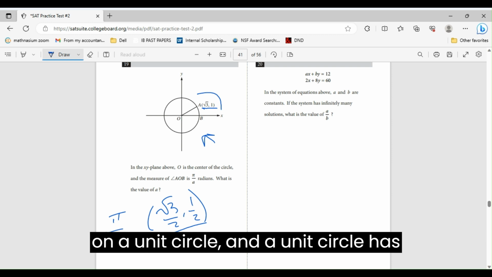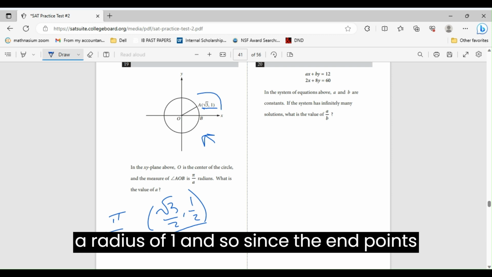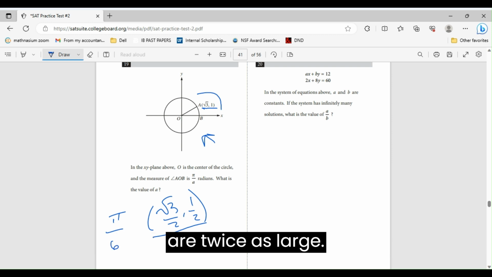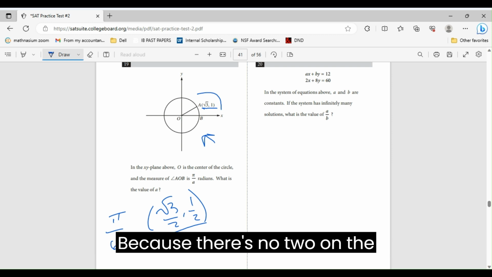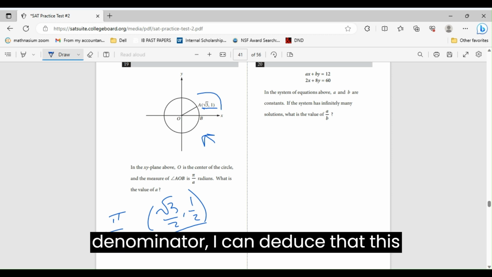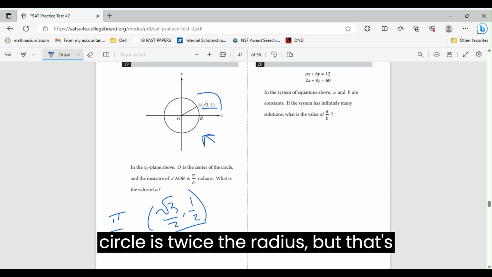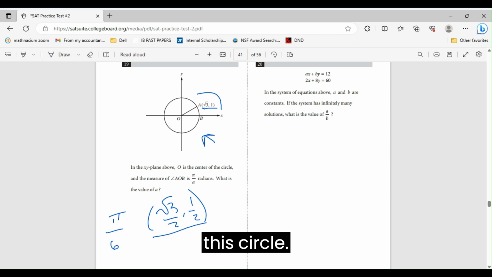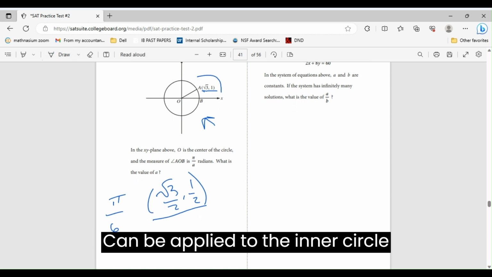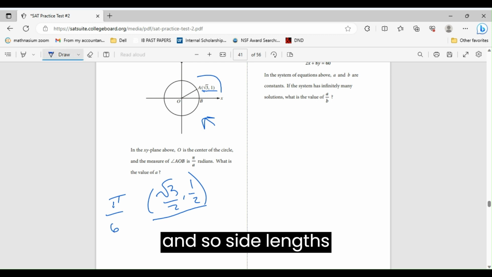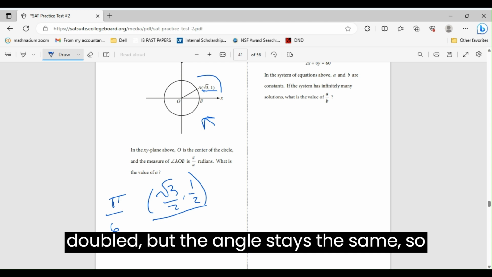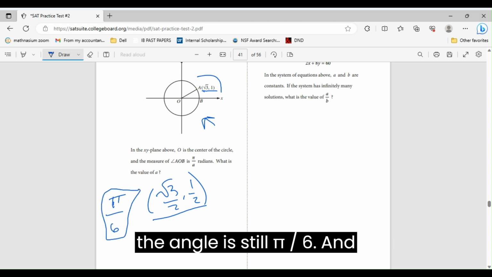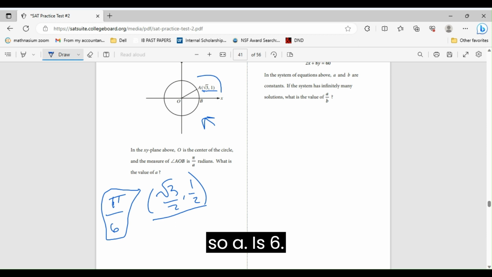And a unit circle has a radius of 1. And so since the endpoints are twice as large, because there's no 2 on the denominator, I can deduce that this circle is twice the radius. But what that tells me is that this circle can be applied to the unit circle. And so side lengths doubled, but the angle stays the same. So the angle is still pi over 6. And so A is 6.